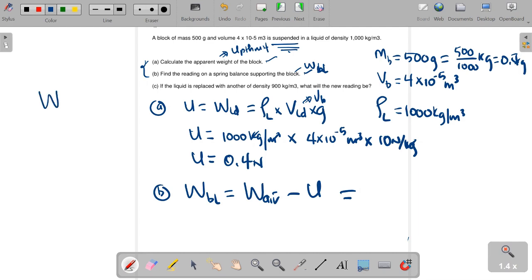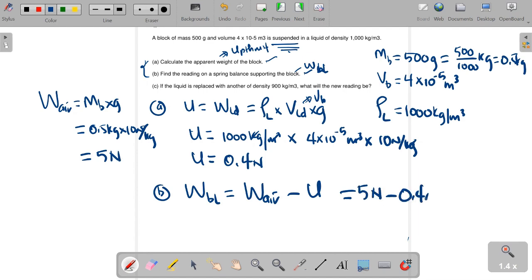So the weight of the block in air will be equal to the mass of the block times gravitational field strength, which will be equal to 0.5 kgs multiplied by 10 newtons per kg. The answer that we get is 5 newtons. So it will be 5 newtons minus 0.4 newtons. You get 4.6 newtons right here.